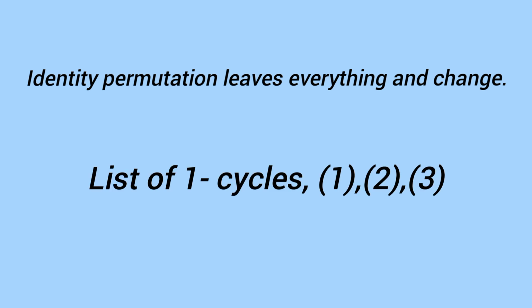First, let's talk about the identity permutation. The identity permutation leaves everything unchanged. In cycle notation, it's written as a list of one-element cycles, like (1)(2)(3).